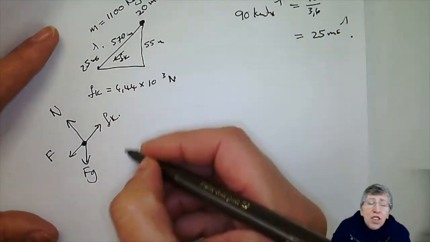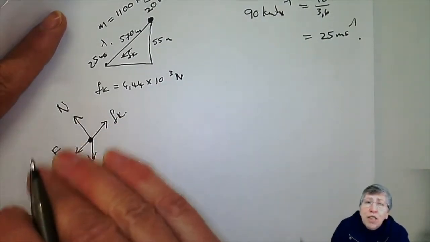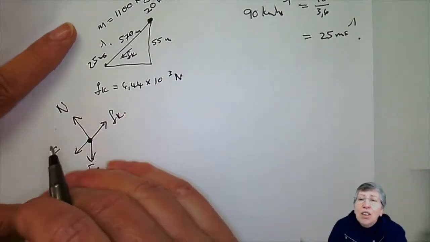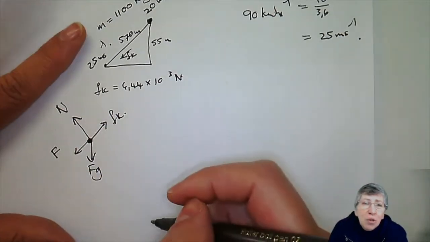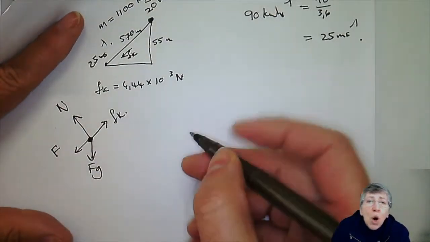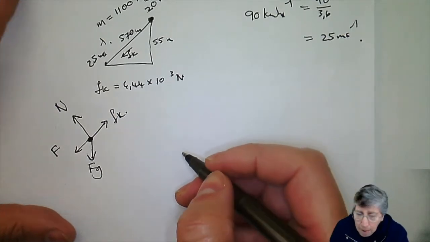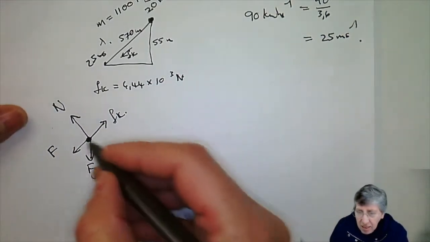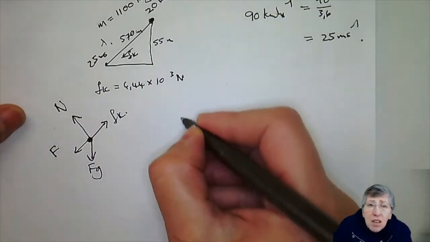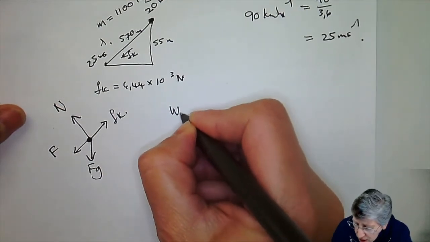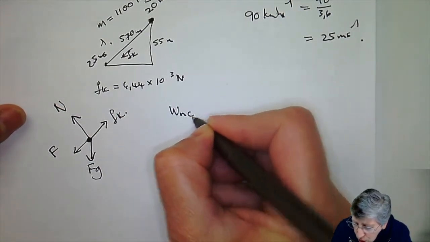Now they're asking how much work is done while the bakkie is accelerating. Now there's friction, so obviously no conservation of mechanical energy. We really need to work with all the forces. Once again, they don't give us the bottom angle, so let's work with the work done by the non-conservative forces.